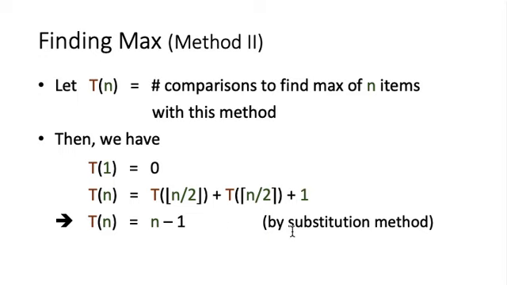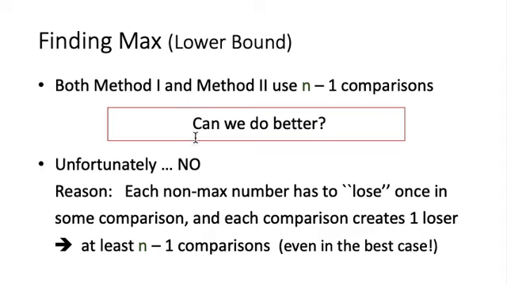To see why this is true, you can try it by yourself. It is easy to use the substitution method to show that this is correct. Again, this method 2 also uses exactly n-1 comparisons. So the question here is that it seems like method 1 and method 2 are already quite clever. And we want to ask, will there be a better algorithm that uses strictly fewer than n-1 comparisons but still can find the maximum? Here we will see that the answer is no.